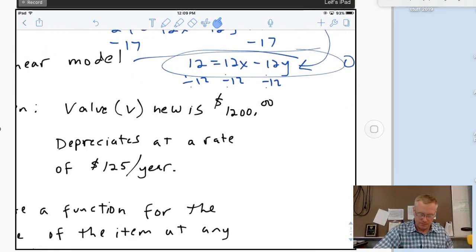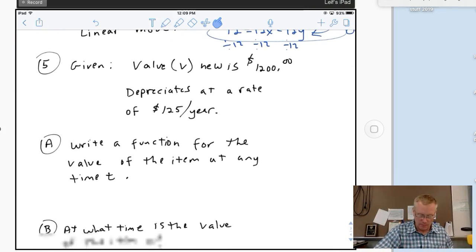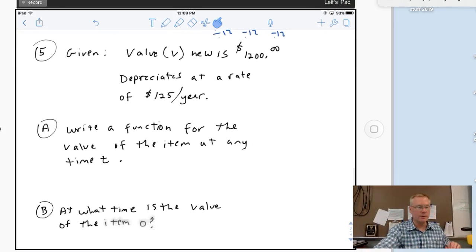Next problem. I got two of these. These are my last two problems. All right. Given the value V new is $1,200 and it depreciates at a rate of $125 a year. So the original value is $1,200. It goes down $125 per year. Write a function for the new value of the item at any time t.